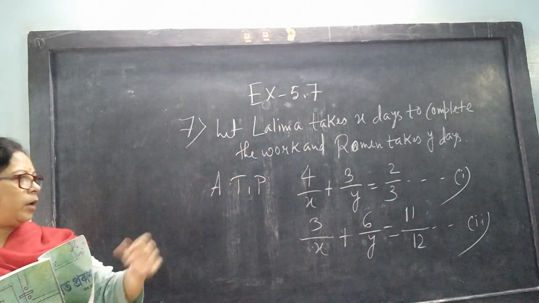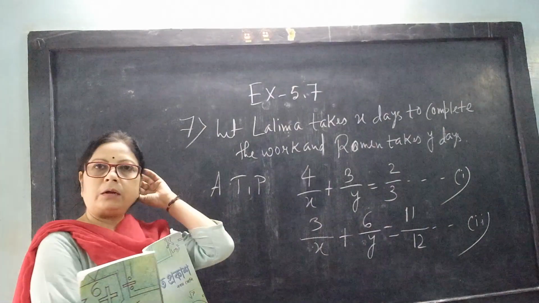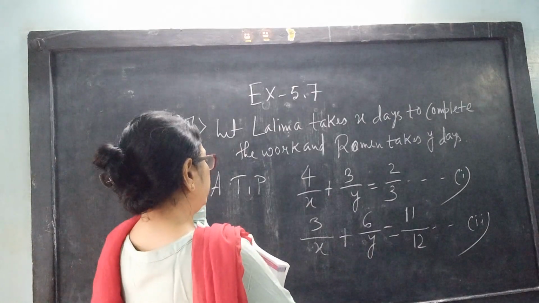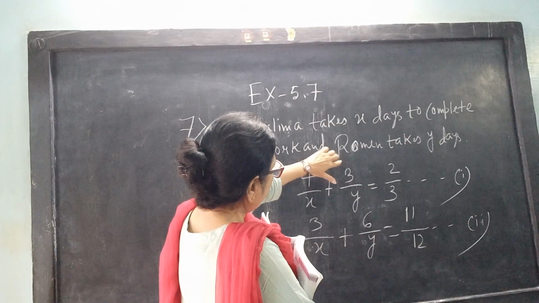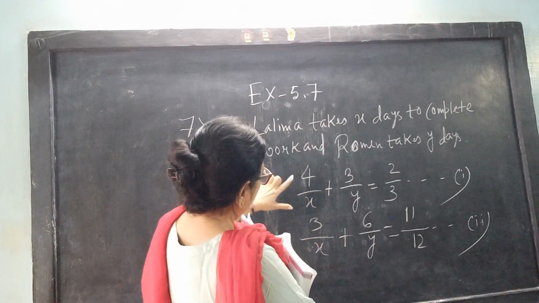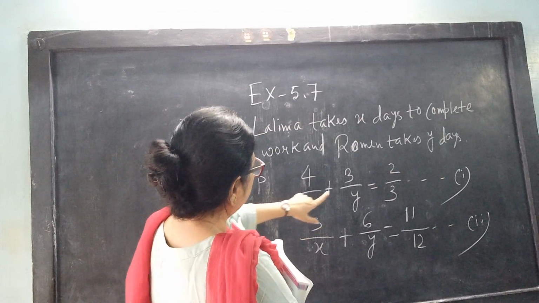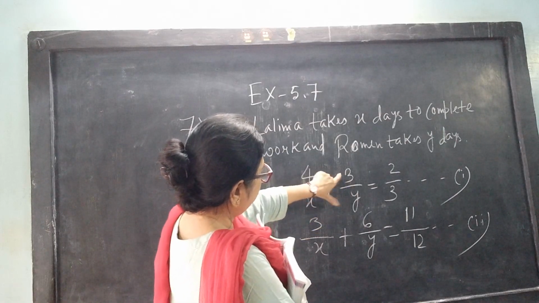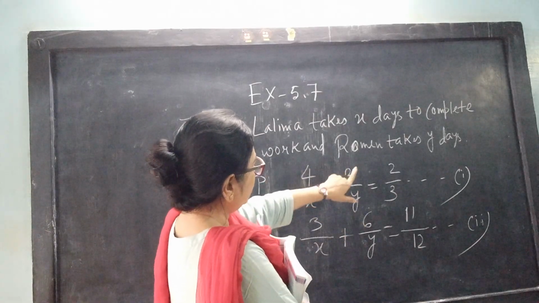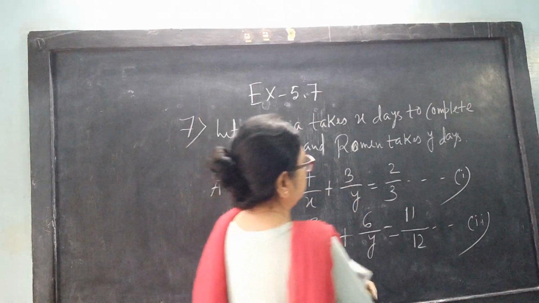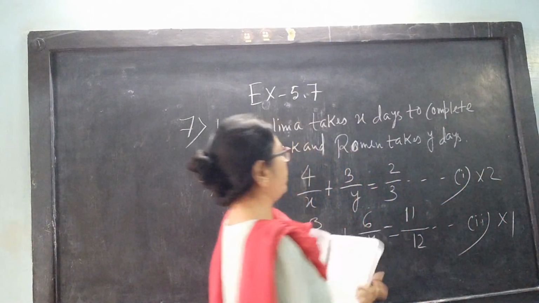What method will I apply here? I have told you that the elimination method is the easiest method. So you now know how to solve by elimination. Here both are plus, here also both are plus. So I will make one variable's constant the same. Here it is 3, here it is 6. So I will multiply equation number 1 by 2 and equation number 2 by 1. Then it will become the same.